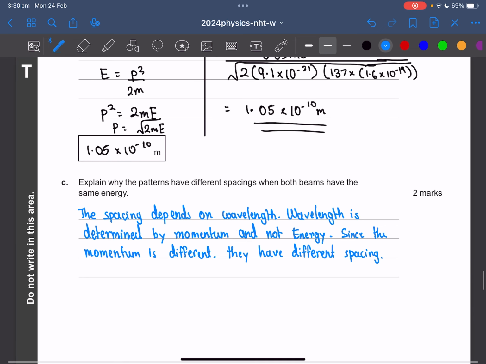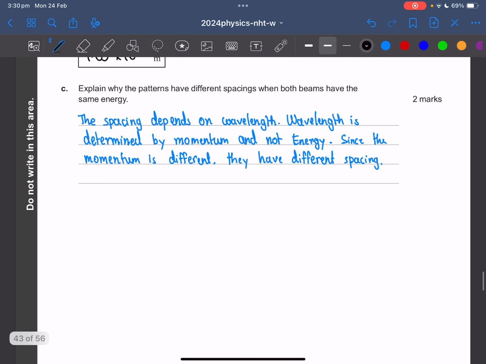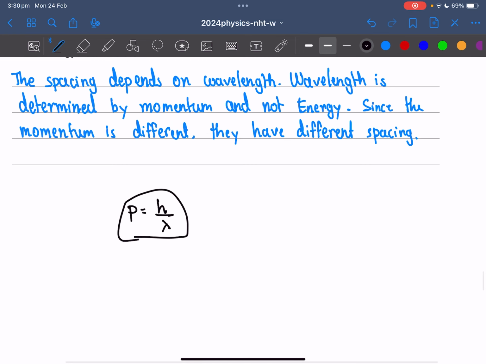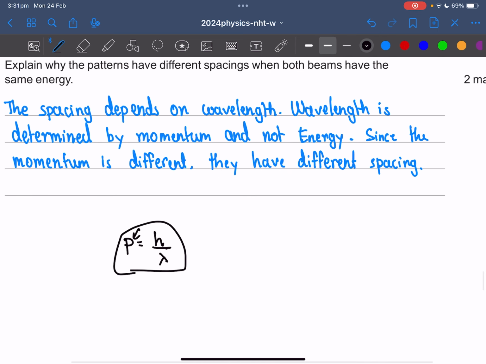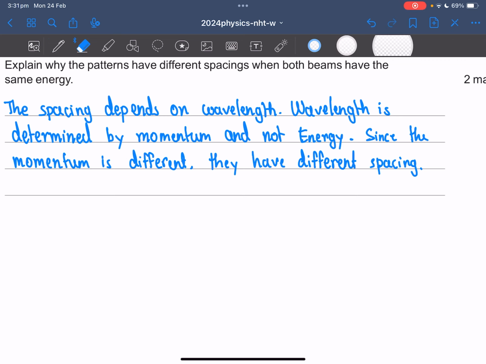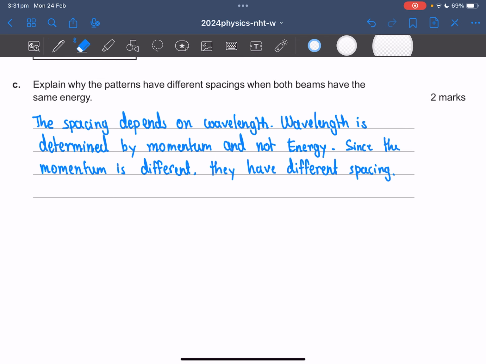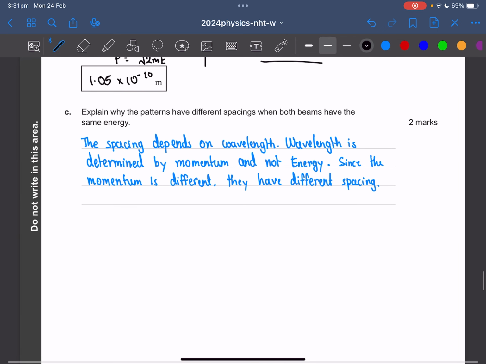Okay? Because remember, whether it is particles like electrons or X-rays like photons, they are both connected by p equals h on lambda. And as you can see, the wavelength, which is why there is different spacing, is dependent on the momentum, not the energy. So that's why the spacings are different even though both beams have the same energy. Hopefully that made sense.